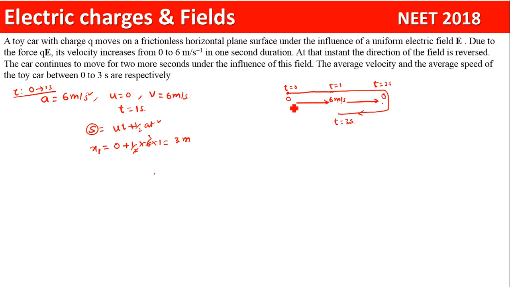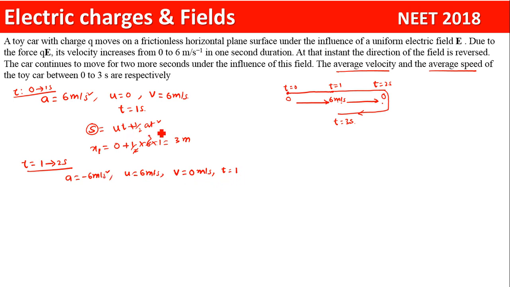Now we need to find out the displacement and total distance, and thereby we can find out the average velocity and average speed. Okay, x1 you got. What about x2? In the time duration from t is equal to 1 to 2 seconds, acceleration is minus 6 meter per second square. Initial velocity will be 6 meter per second at t is equal to 1 second. Final velocity will be 0 meter per second, and time duration is 1 second.